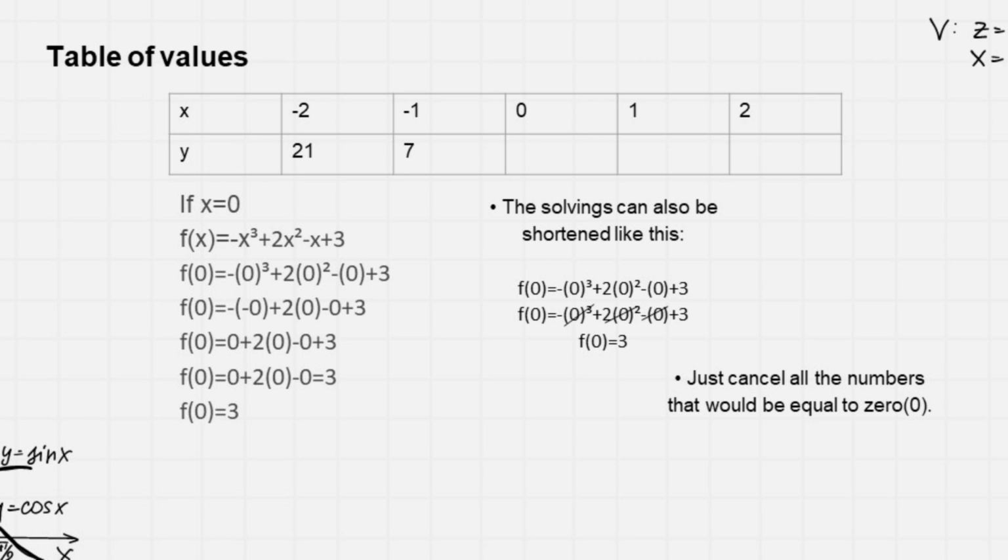So 0 plus 2 is equal to 2. 2 times 0 is equal to 0. Minus 0 is equal to 0. Plus 3 is equal to 3. So the final answer is 3.